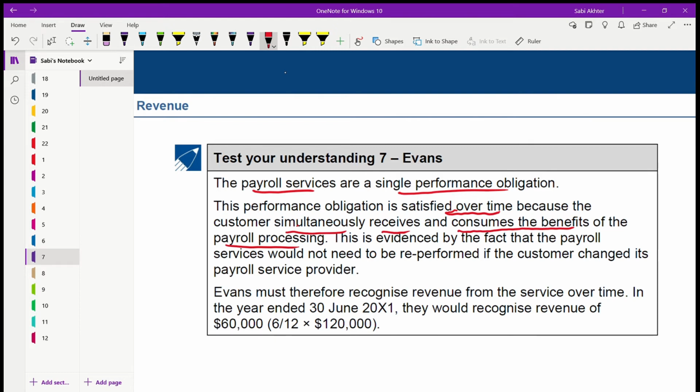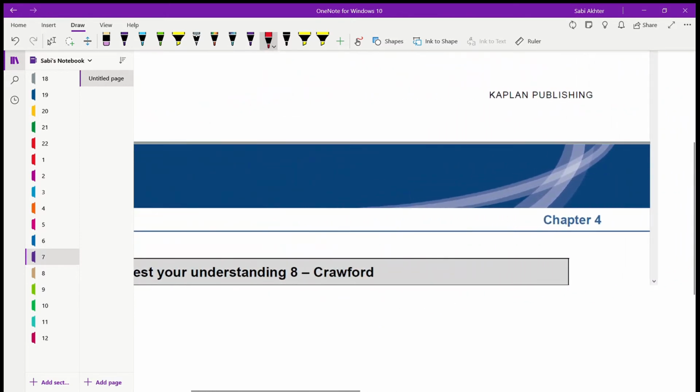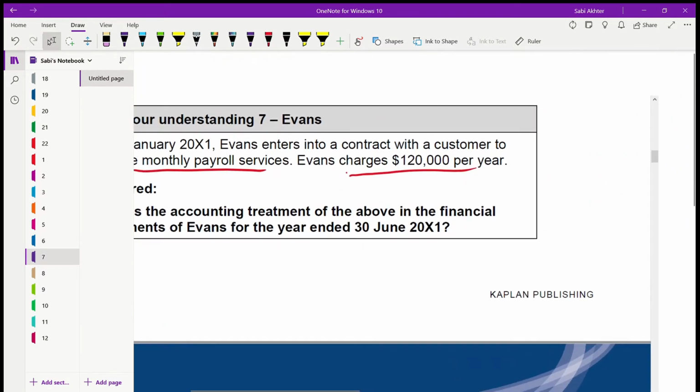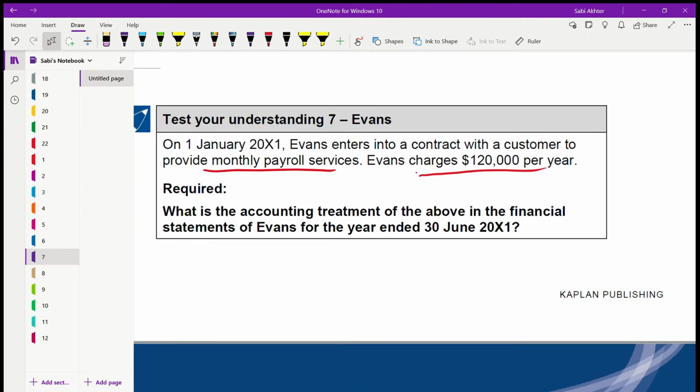Okay. So, service over time. In the year ended 30th June 2001, they would recognize revenue of how much? 6 months only, of 120,000, because the 120,000 was the cost per year on 1st of Jan. But at 30th June, after 6 months, look at the date they are asking for. They are asking for 30th June. At this date, only 6 months of 120,000 will be taken as revenue.